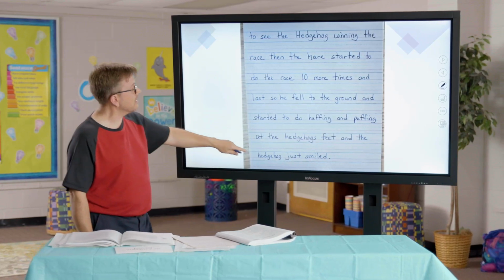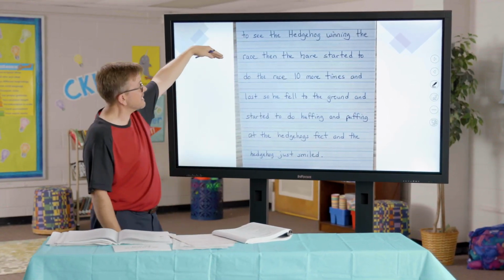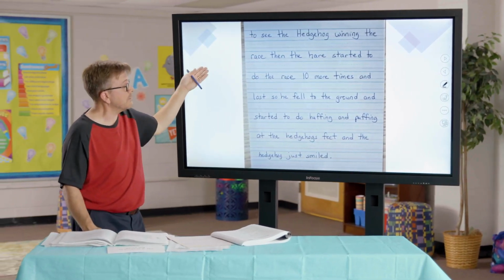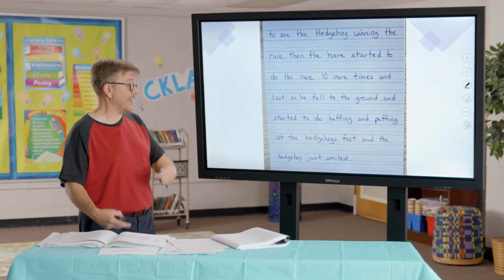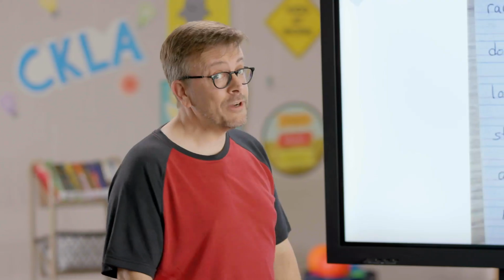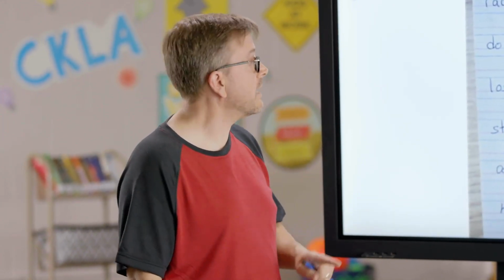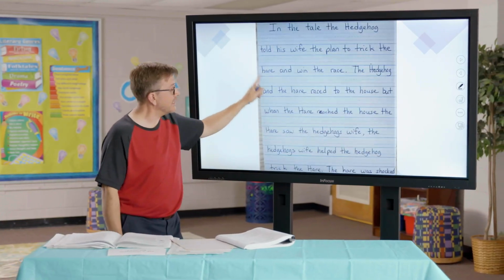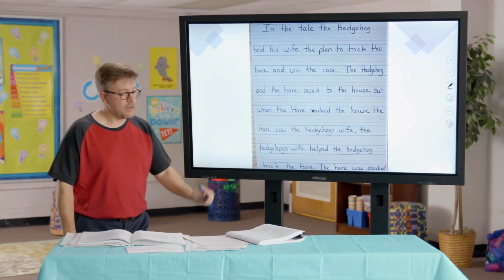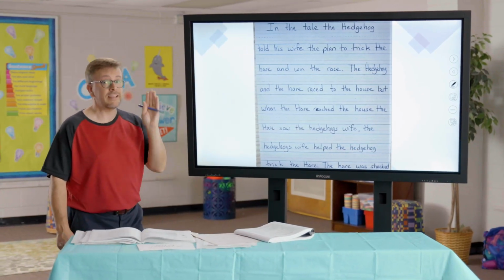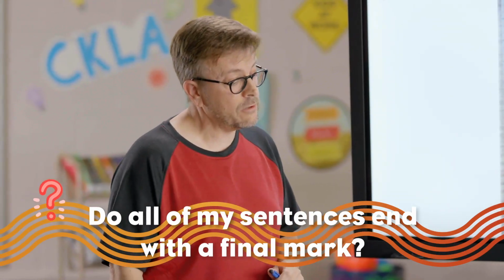Now, the last sentence started on the bottom of this page. It says, the hare was shocked to see the hedgehog winning the race. Then the hare started to do the race 10 more times and lost. So he fell to the ground and started to do the huffing and puffing at the hedgehog's feet, and the hedgehog just smiled. That's all one sentence, but remember, we're looking to see if that first sentence was capitalized. So we go back to the last page, and it was capitalized at the very bottom. So we can put a check mark next to that. Number 5, do all my sentences start with uppercase letters? Yes, they did. All right, number 6, do all my sentences end with a final mark?